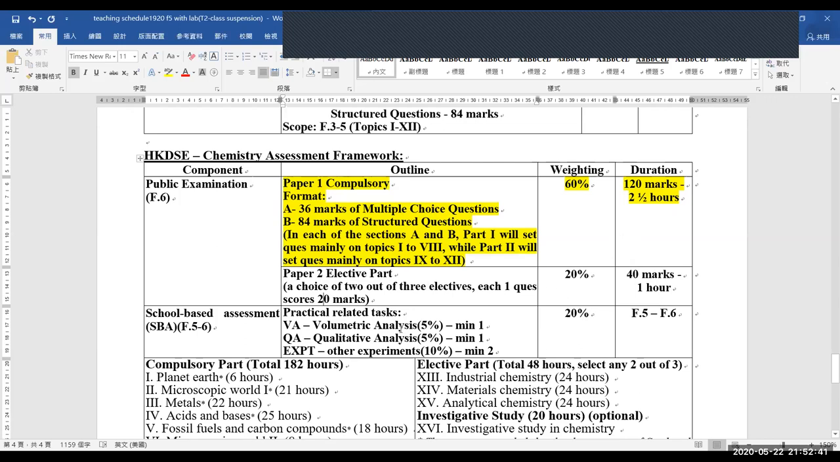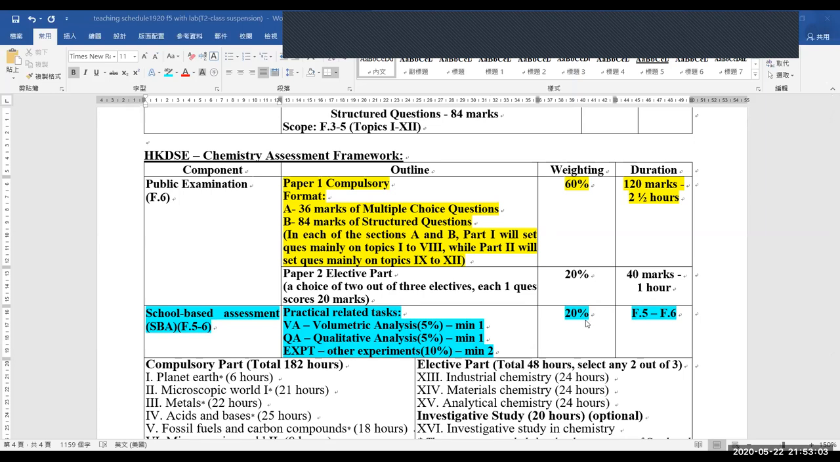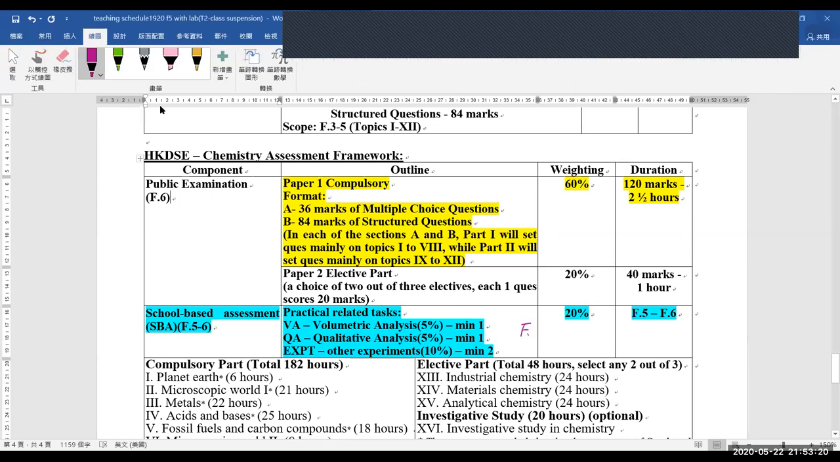So what's next is your SBA. This is the old framework, before class expansion, so this is our common practice. We need to do at least a total of four practical related tasks, which together make up about 20% of marks. Our common practice is to record your performance in terms of 2 assessments in Form 5 and another 2 assessments in Form 6. So this is our old way of treating those SBA.